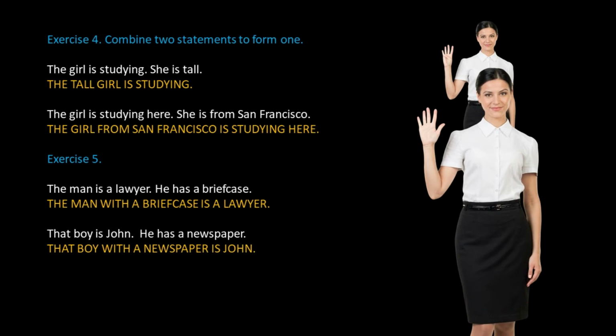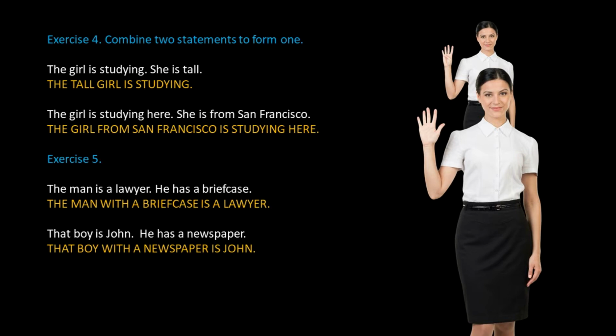Exercise 4. Combine two statements to form one. For example, the girl is studying. She is tall. The tall girl is studying. The girl is studying here. She is from San Francisco. The girl from San Francisco is studying here.